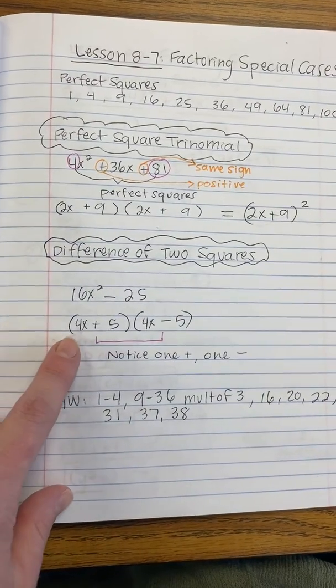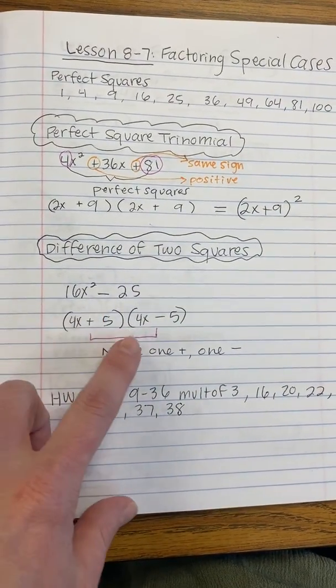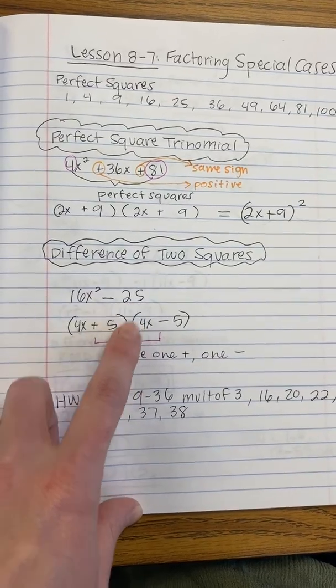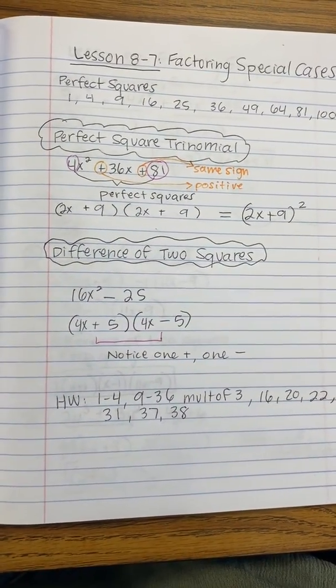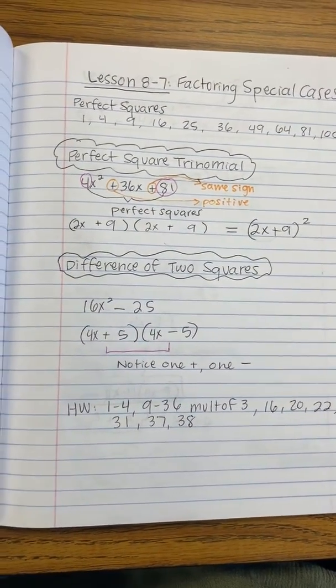So square root of 16x squared is 4x. We put that in the front, and square root of 25 is 5. We put that in the back. So 4x plus 5 and 4x minus 5.